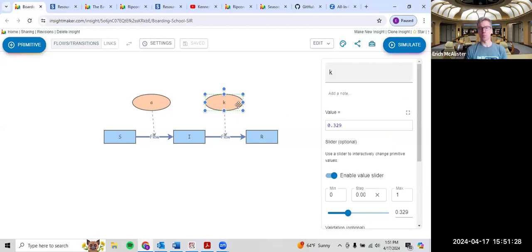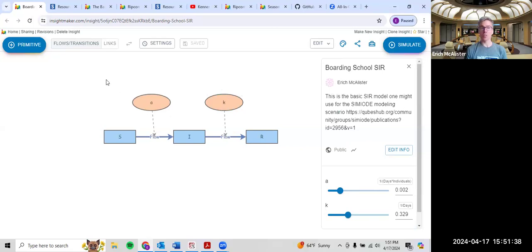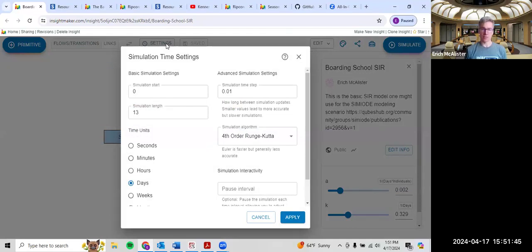K is a percent decay rate in the infected population, and it's going to be in 1/days. The time units you can choose up here in settings. I'm going to open that up. So in settings, I chose days as my time units, and simulation start was 0, simulation length was 13. I chose that 13 because that's how long this epidemic in this boarding school was supposed to last, according to the Simiode scenario. And then the advanced settings are a time step and a simulation algorithm. The two that are available to you are Euler's method and RK4.